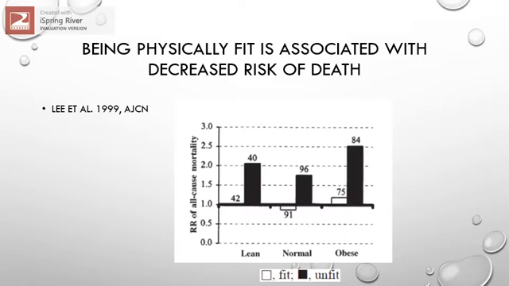And being normal and unfit has a relative risk of about 1.75. This is probably the most interesting right here. These people are obese but fit, and their relative risk is about 1.2. So it's only 20% higher, even though they're obese. And if you're obese and unfit, your relative risk of all-cause mortality is 2.5. So obviously this is the worst category to be in.